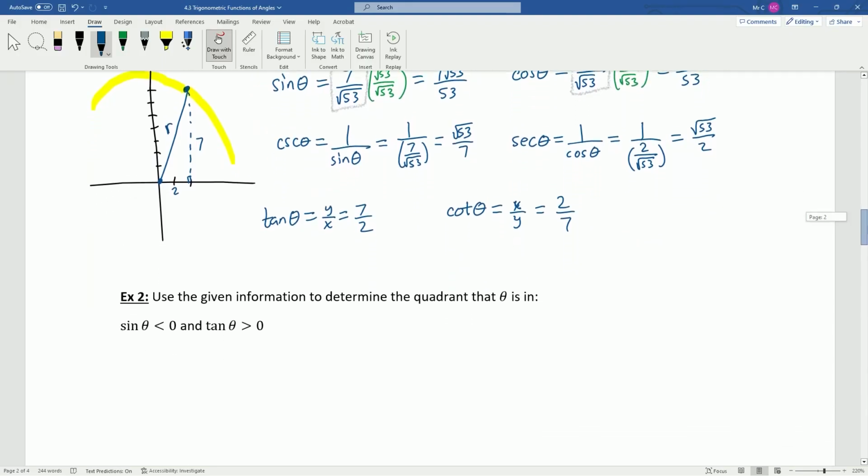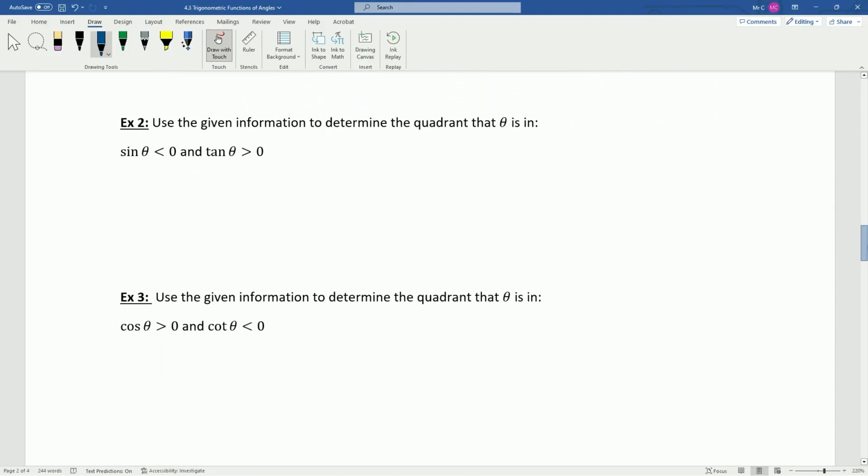All right, moving on to example 2. Use the given information to determine the quadrant that theta is in. So we're going to just draw a little xy plane here. And the way I think is easiest to think of this is in terms of y and x.